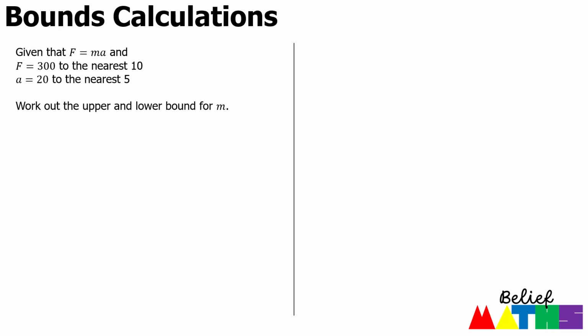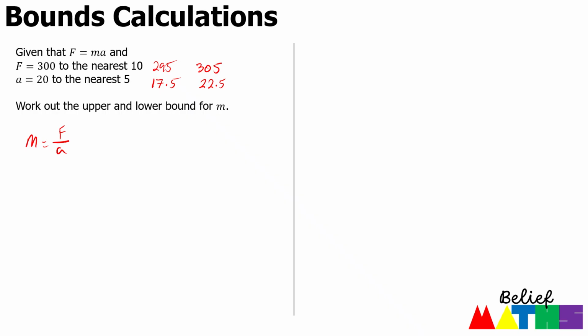In this question, we're calculating to find the upper and lower bound from a calculation. And so given that f equals ma and that f is this and a is this, work out the upper and lower bounds for m. So there's 3 things we need to do first. First thing we need to do is find the upper and lower bounds for f and a. So let's do that first. That's 295 and 305. And then for a, it's 17.5 and 22.5. The next thing is, because we're trying to find m, we need to rearrange this formula. So if we're to get m on its own, we're going to divide by a. So m is equal to f divided by a.